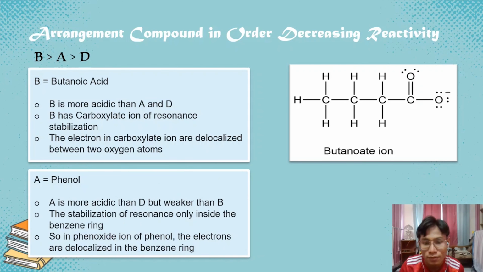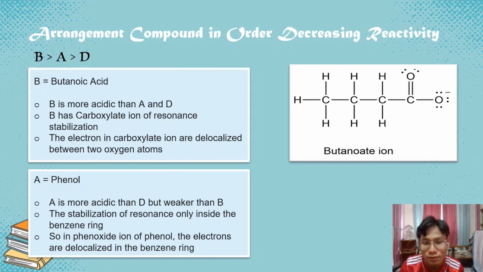Now I will tell you about compound E. Compound E is a butanol, which we can see from this diagram. Compound D is less acidic than B and A, because D has an alkoxide ion, which has no resonance structure, which makes it less acidic. So compound D is the less reactive one compared to compound B and compound A.